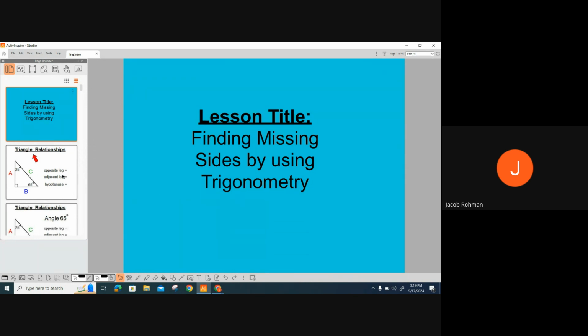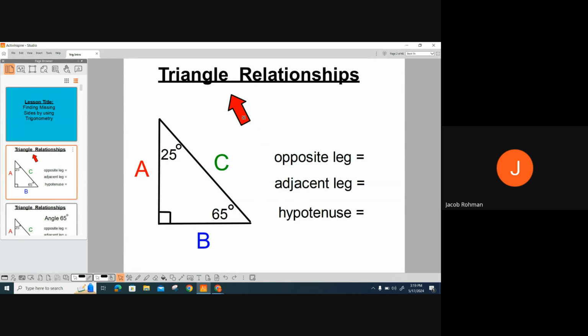Today the lesson title is Finding Missing Sides by Using Trigonometry. So we're going to be finding missing sides of triangles, but first let's talk about the relationship between triangles and their angles, the sides of triangles and their angles.